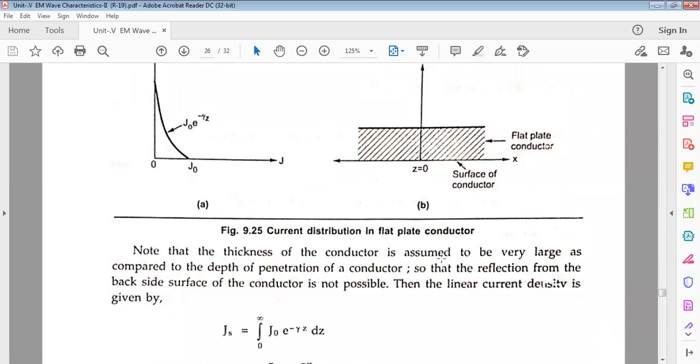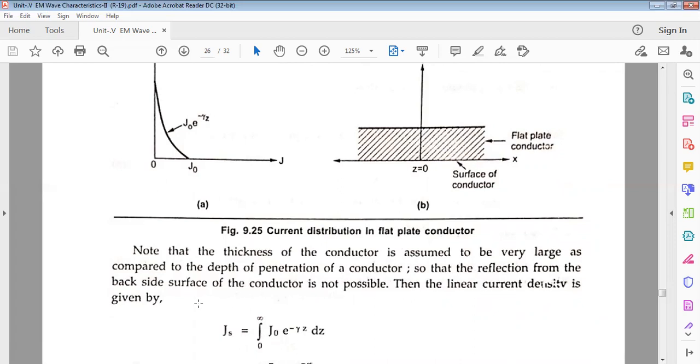Note that the thickness of the conductor is assumed to be very large as compared to the depth of penetration of the conductor. Depth of penetration is delta, so that the reflection from the backside surface of the conductor is not possible.